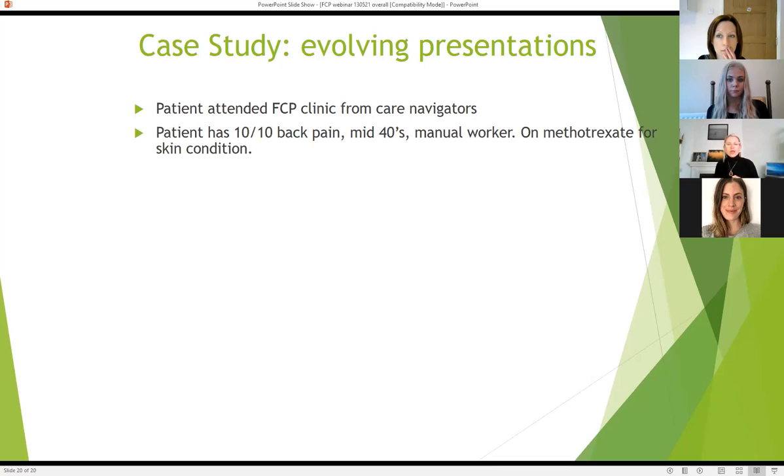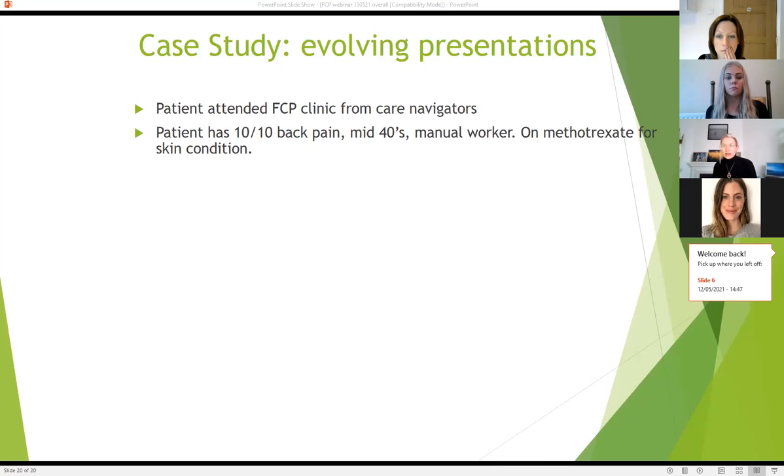Okay, 10 out of 10 back pain. This is a gentleman, he's in his mid-40s, he's a manual worker, and he's got 10 out of 10 back pain. He is really, really suffering. And you can tell as he's moving, you can really see it. It is really, really awful. He's also on methotrexate, which is quite important to note. That is a steroid. And he's on it for a skin condition, okay?